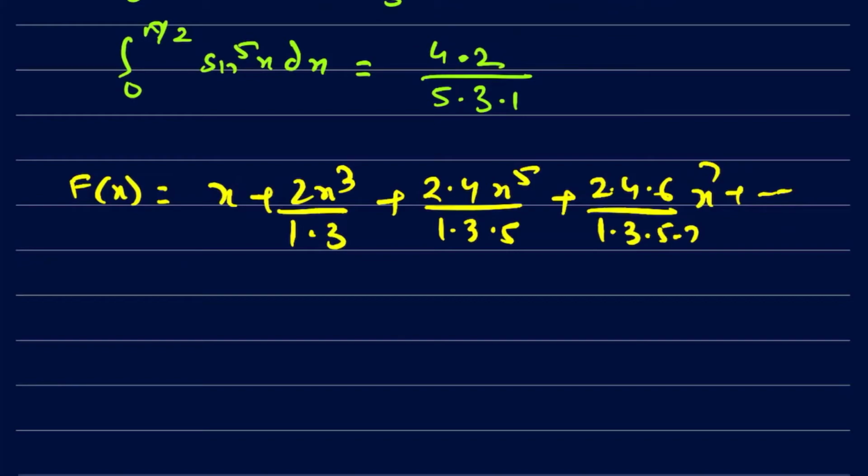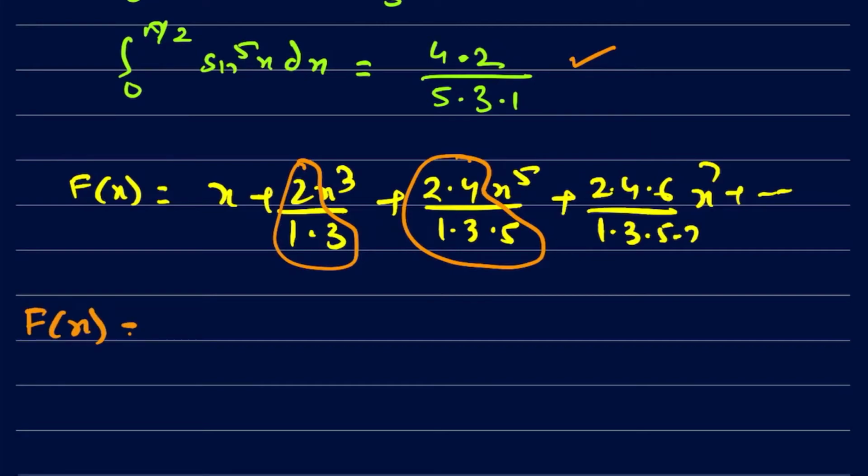Now let's look at the question. The question says f(x) is equal to x plus 2x cube by 1.3 plus 2.4 divided by 1.3.5, and so on. Now what we can do is, we can safely replace this entire thing by integration 0 to pi by 2 of sin cube x. Similarly, I can replace this entire thing by the integration of sin 5x from 0 to pi by 2. So let's see what we get.